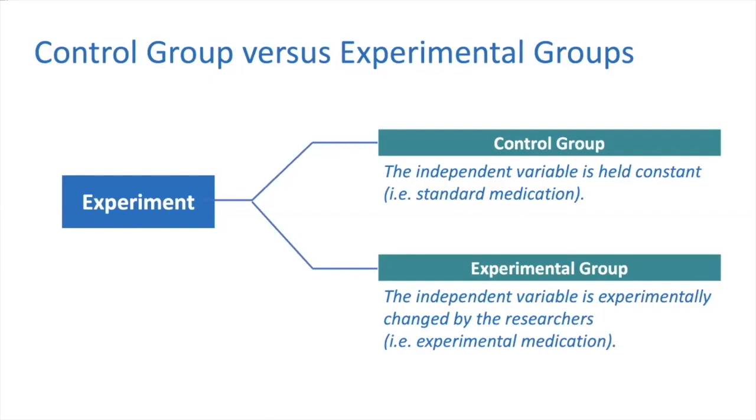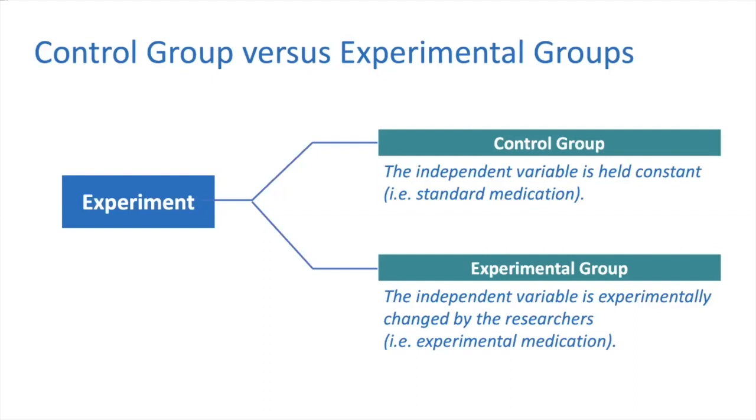So let's go over this a little bit more. We have the experiment, and within the experiment, we have the control group and we have the experimental group. The independent variable is held constant in the control group. For instance, the control group is getting the standard medication. Then we have the experimental group. The experimental group is the same as the control group for the most part, except we are experimentally changing the independent variable.